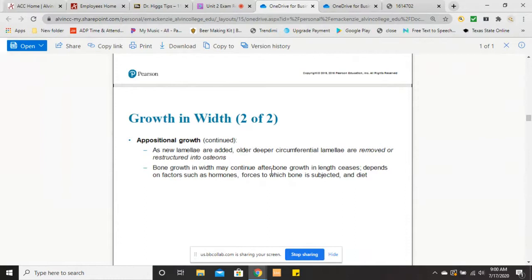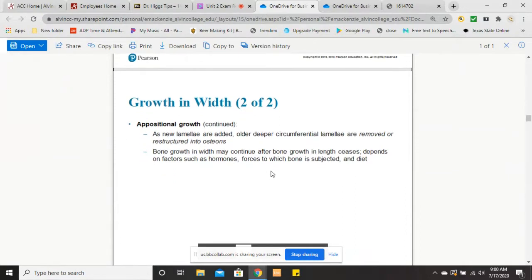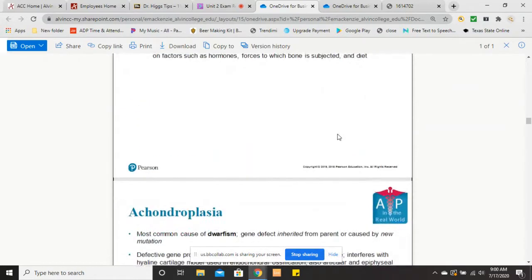Remember, periosteum is the connective tissue around your bone. So osteoblasts pretty much go underneath the periosteum and add more layers of bone. They add layers that are not part of an osteon. Remember, we saw some little lamellae between osteons. Remember, those were interstitial lamellae. But these tend to add more circumferential lamellae to the outside.